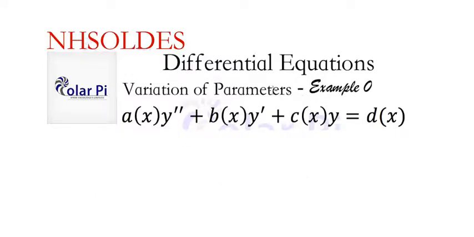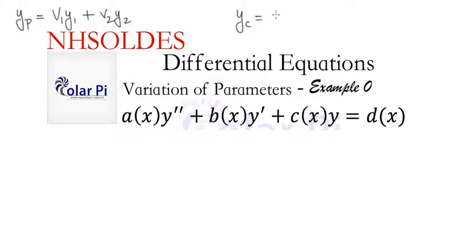Now, since we're working with a non-homogeneous equation, we know that we're after a particular solution. And let's say that the particular solution has the following form, which is that it's some function v1 times y1 plus some function v2 times y2. And so what we're trying to do in variation of parameters is find out what the functions v1 and v2 will have to look like, because y1 and y2 we assume we already know.